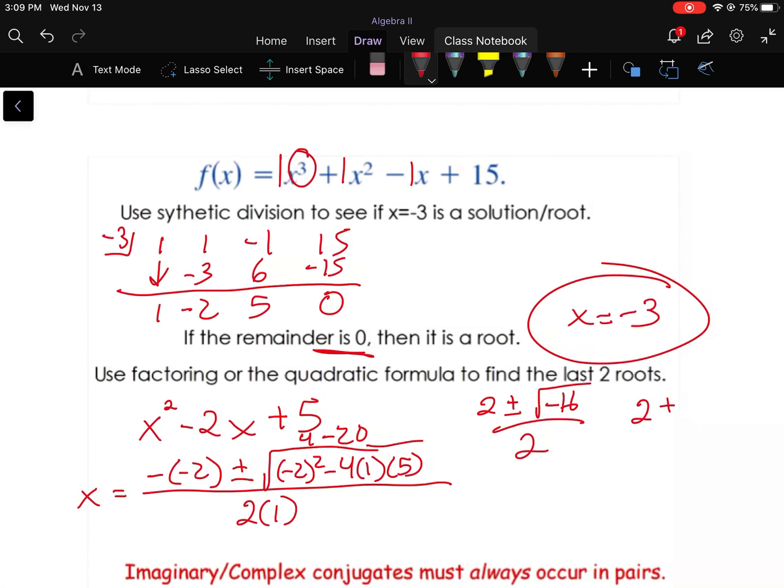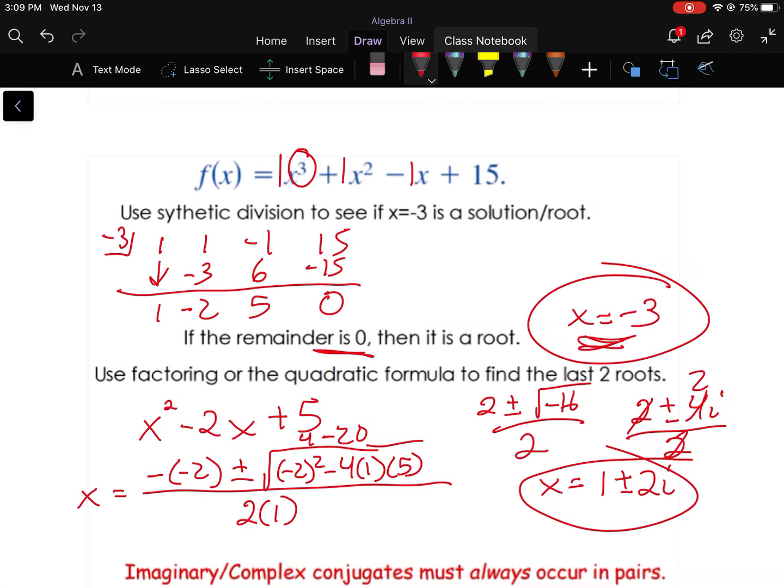Okay, so 2 plus or minus 4i over 2. I can divide all those by 2, so I got 1 plus or minus 2i. Now, that makes sense. My graph only crossed the x-axis once. That's my real answer right here. Here are my other two answers that were imaginary.